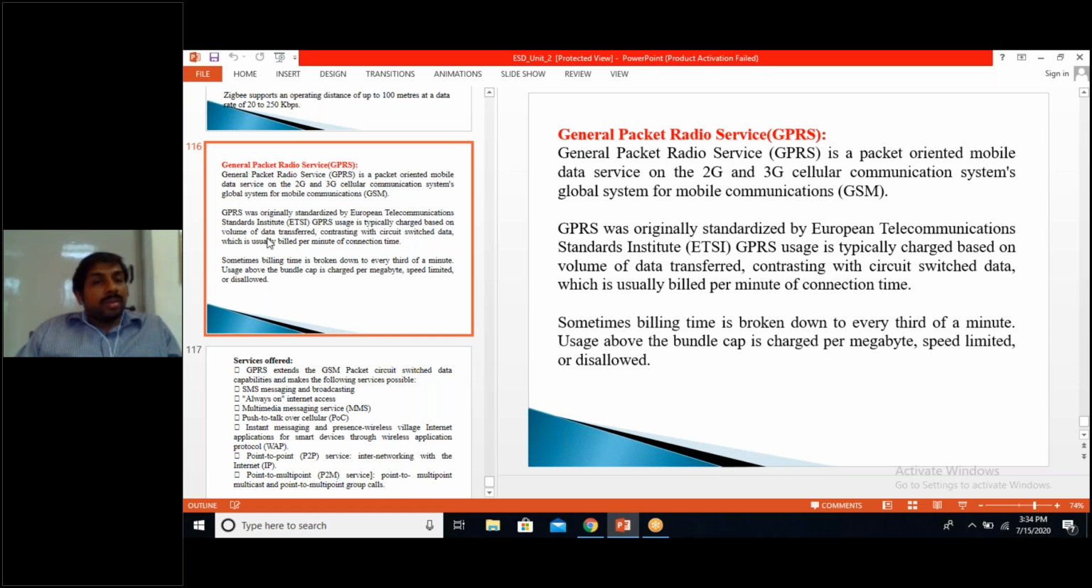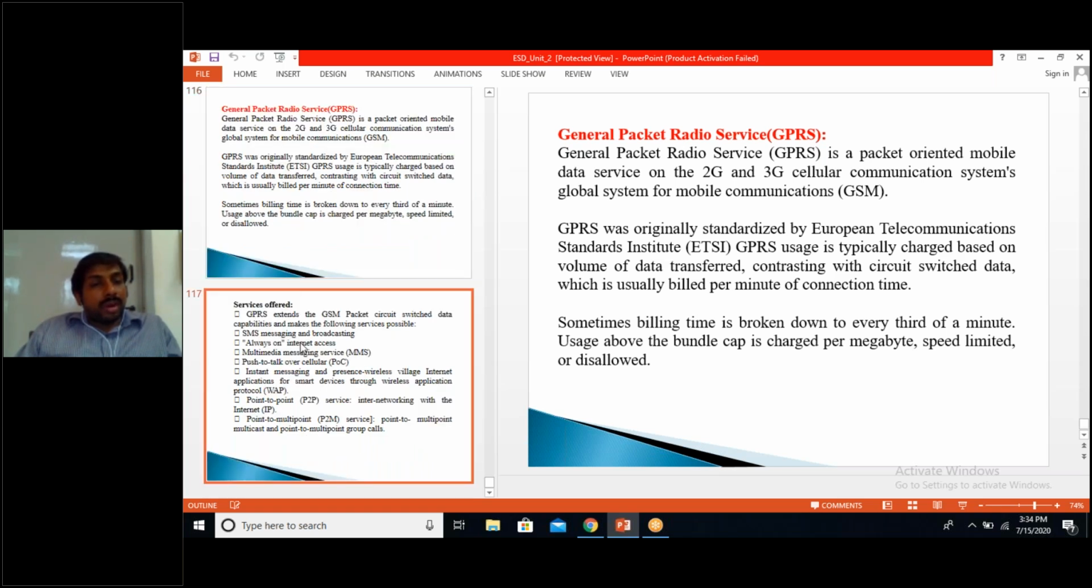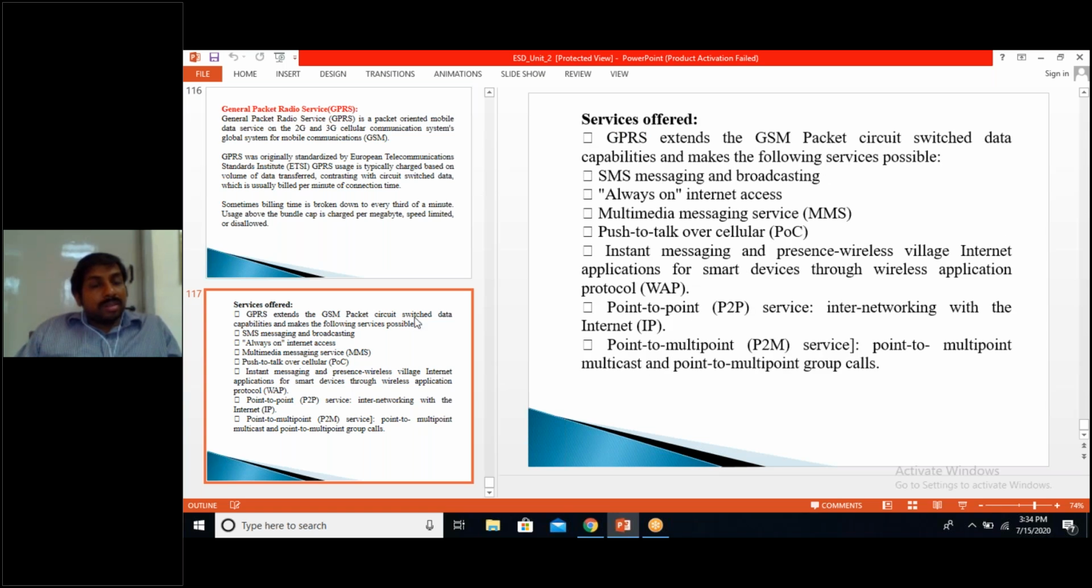It is typically charged based on the volume of data transferred, in contrast with circuit switched data, and billing time is broken down to every third of a minute. Usage above the bundle cap is charged per megabyte, speed limited, or disallowed. The services offered: GPRS extends the GSM packet switched data capability and provides the following services: SMS messaging and broadcasting, always-on internet services, multimedia message service, push to talk over cellular, instant messaging and presence, wireless internet applications, point to point, and point to multi-point. So these are the services of GPRS.